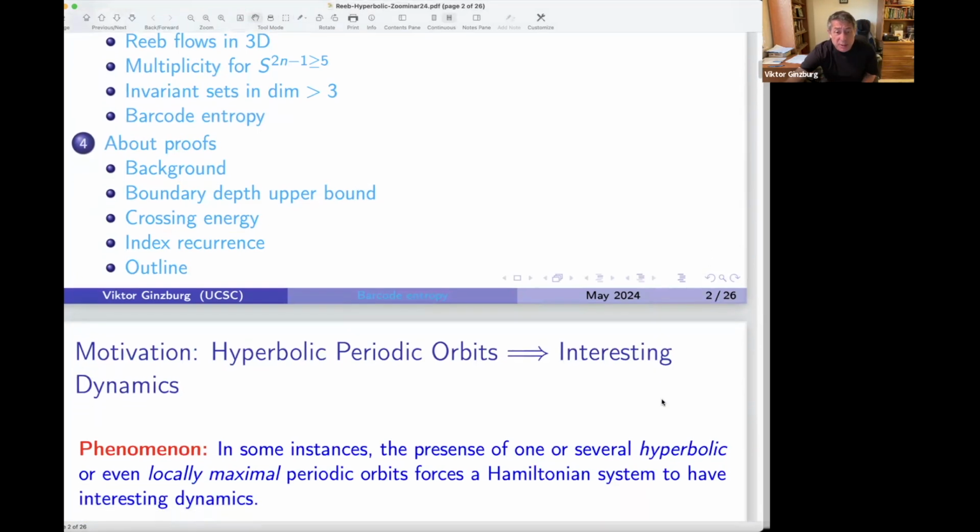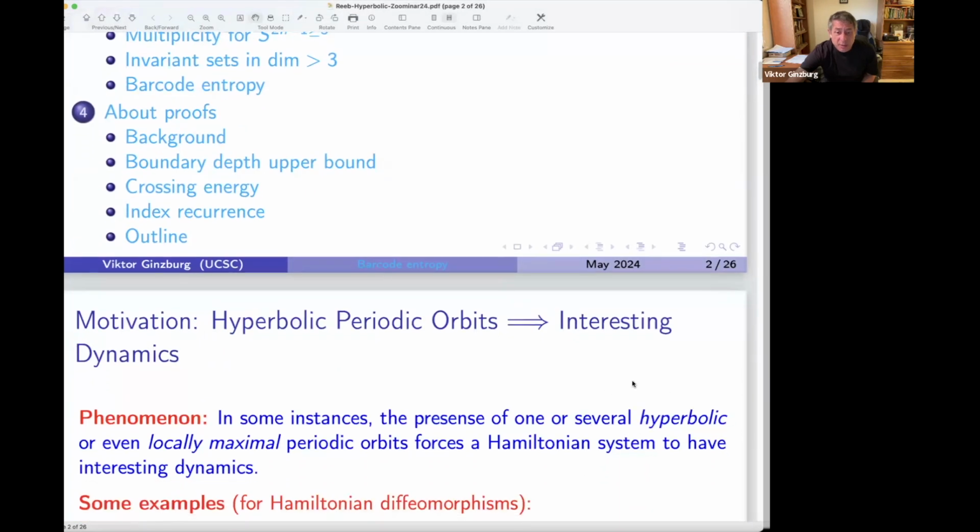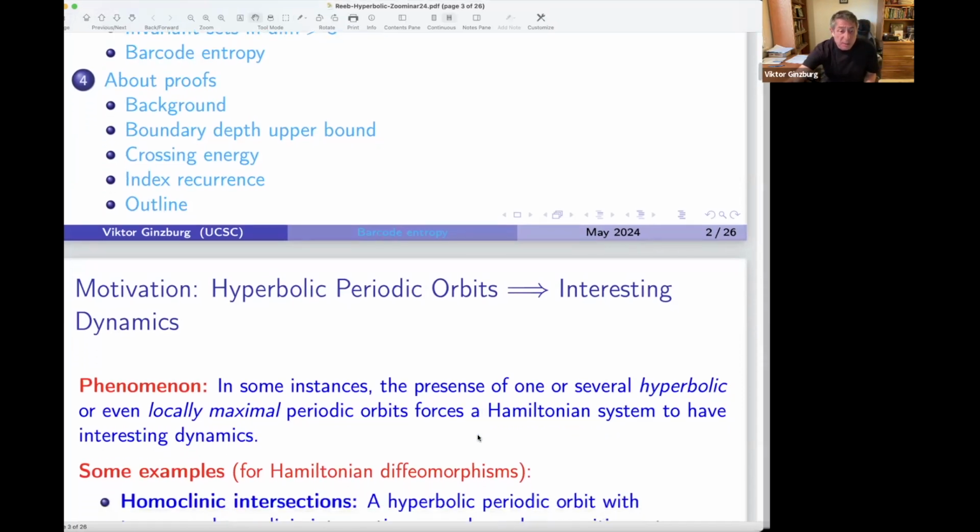And actually, it's slightly more general. Rather than having a hyperbolic orbit, it might be enough to have a locally maximal periodic orbit, and locally maximal means isolated as an invariant set. So, for instance, a hyperbolic orbit is locally maximal, but it does not have to be. A monkey saddle is also locally maximal, and there are other examples.